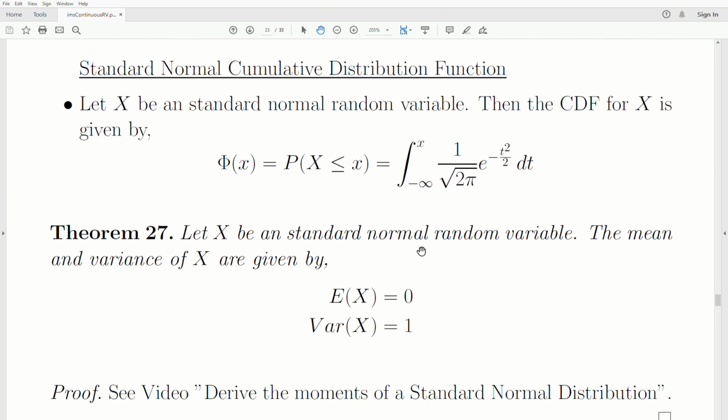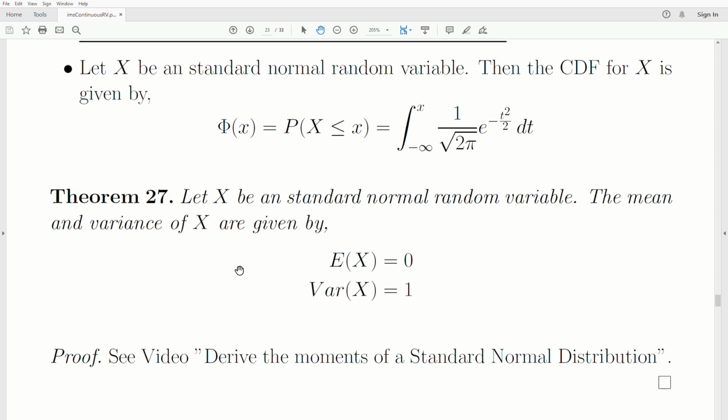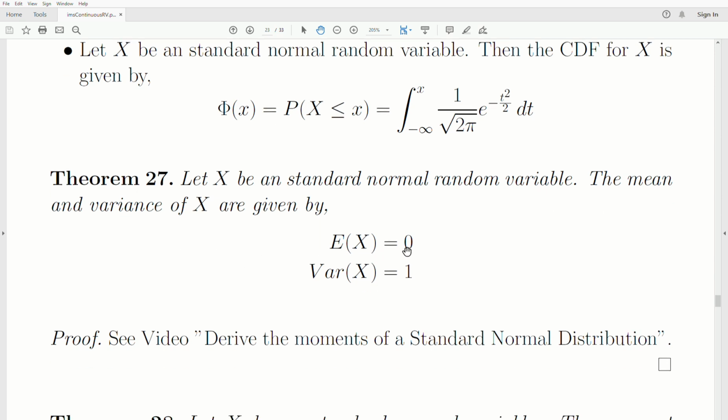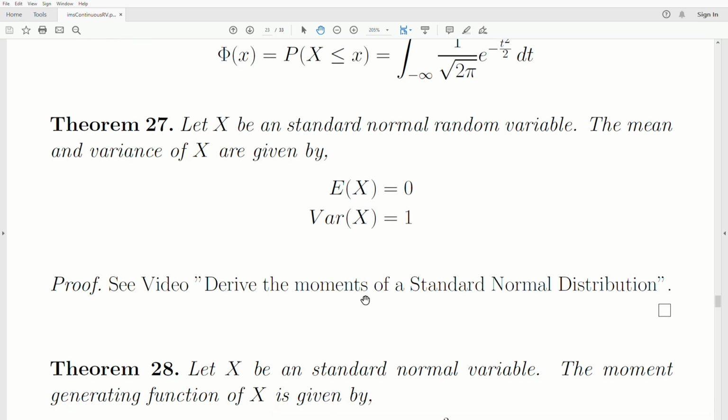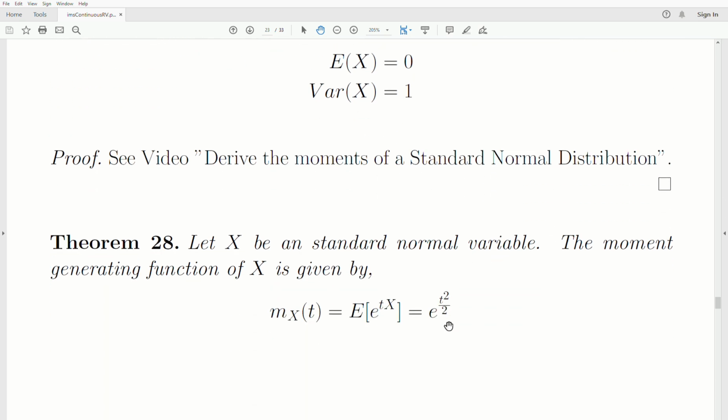Let X be a standard normal random variable. The mean and variance of X are given by: the mean is 0 and the variance is 1. And I'm going to point you to a video I have in my playlist. I often prove these, and I've even proved them several different ways on my channel. So I'm going to point you to a video that I call Derive the Moments of a Standard Normal Distribution. And we derive these and many more. It's a nice video and worth watching.